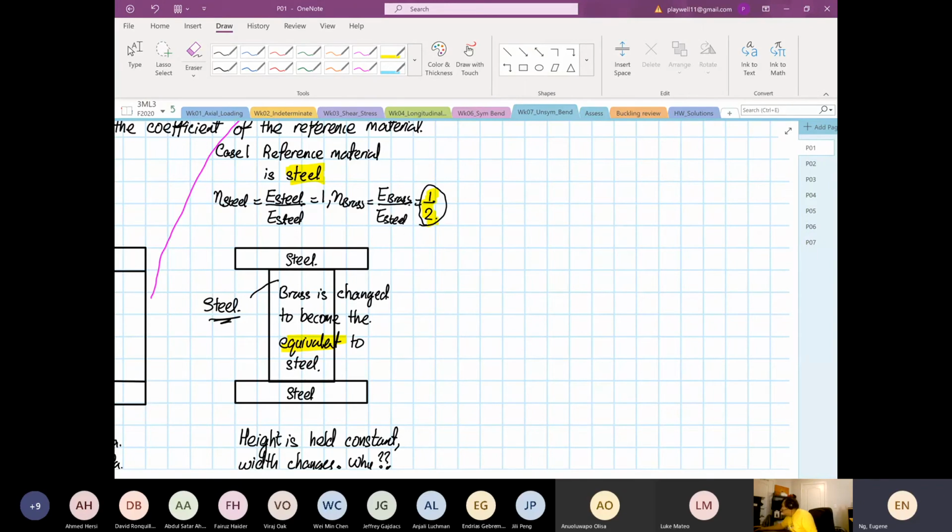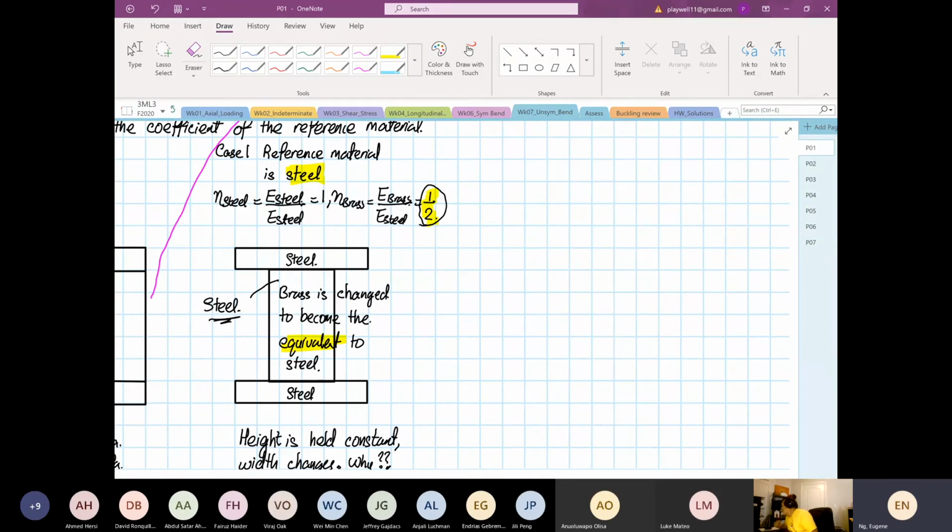What would be the benefit of having two different materials? One is that it is basically lightweight. So if you make the whole thing out of brass, your weight is lighter. However, brass is very soft, so you put a steel on top.